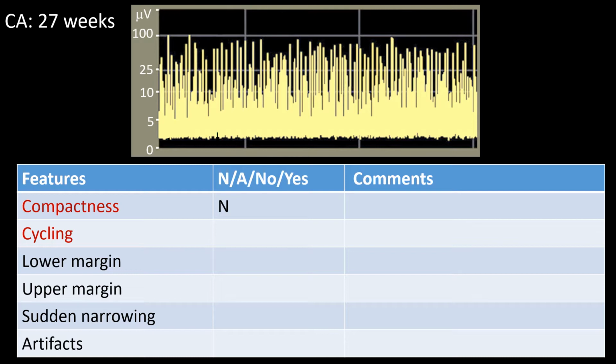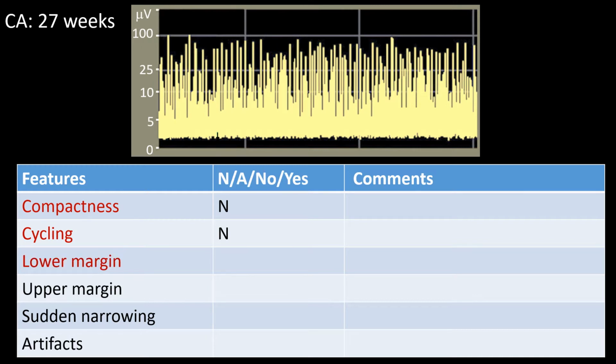Cycling in a premature neonate is best judged by fluctuation of the upper margin, and again, judgment needs to be used to decide if it is normal or not. In this case, I would say it is. Absence of fluctuation in the lower margin is common in normal premature neonates before 28 weeks conceptional age, especially when judging only 1 hour of recording. So I would consider the overall cycling to be normal.